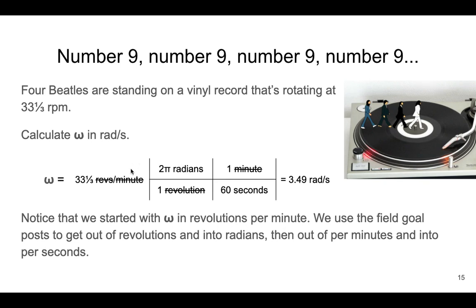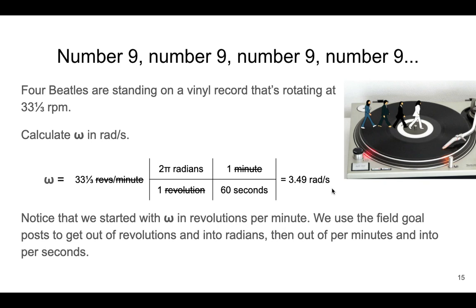We were in units of per minutes as far as the time goes. So we already had minutes on the bottom. So to get out of minutes on the bottom, the field goal post for that, we needed to have minutes on the top. So look at this and convince yourself that minutes were on the bottom of the fraction, which means to cancel them out, we needed to multiply it by a field goal post, which is a fraction, that had minutes on the top. So you have minutes on the top, and 1 minute is the same as 60 seconds. You do the math, and you end up with 3.49 radians per second.